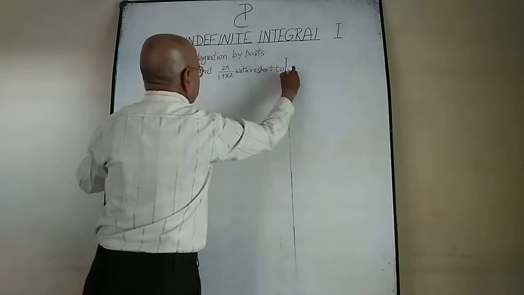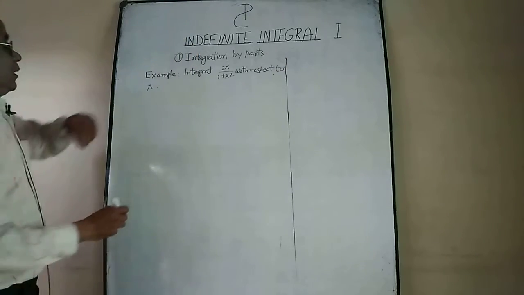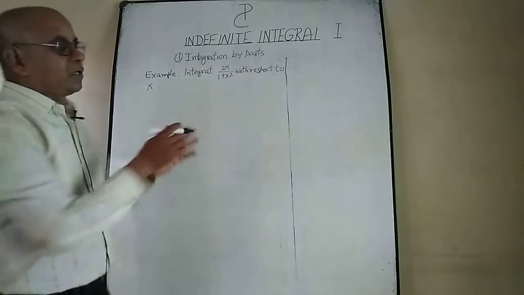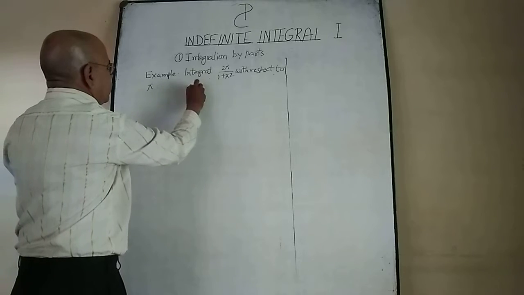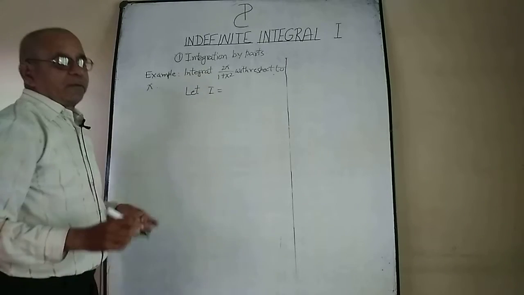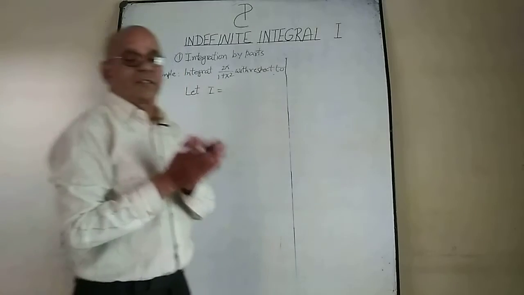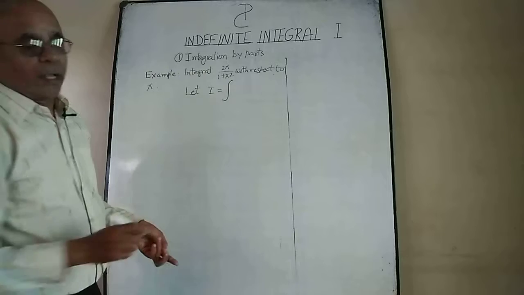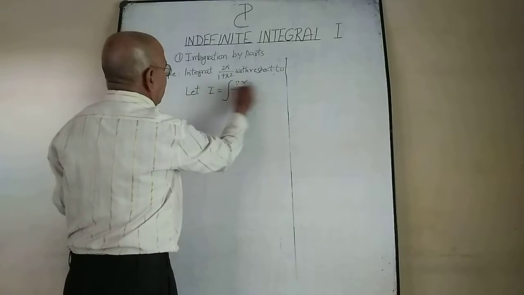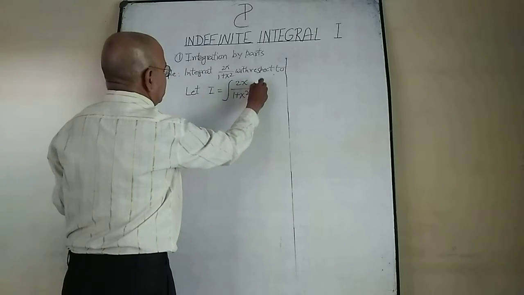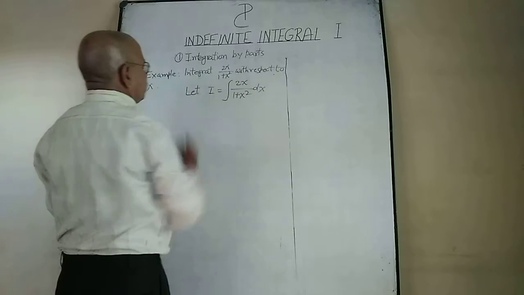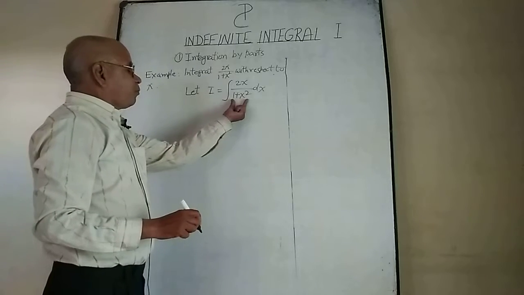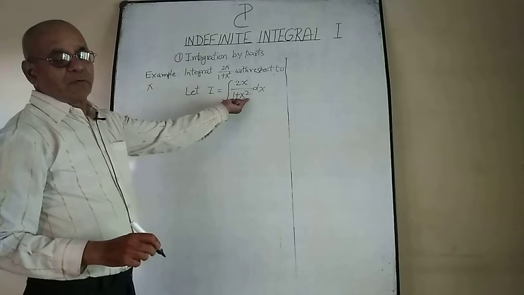With respect to x, how can we solve this one? First of all, let I be equal to, because for every integration problem we always start by writing a capital I. This capital I is equal to the integral of 2x upon 1 plus x square dx. And when it is 2x upon 1 plus x square dx, I suppose that 1 plus x square is equal to t.